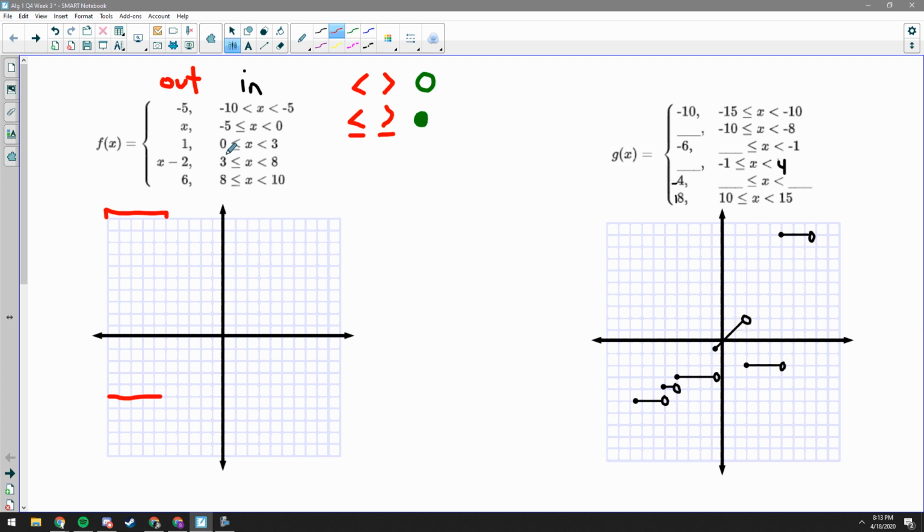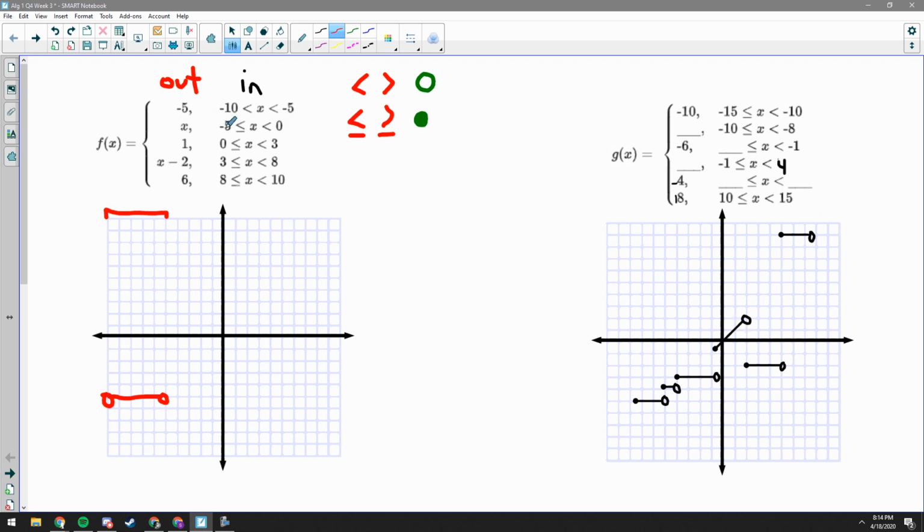So for this one, the first part here, we have strictly less than, and strictly less than means we need open circles on both ends. So open, open. Great.